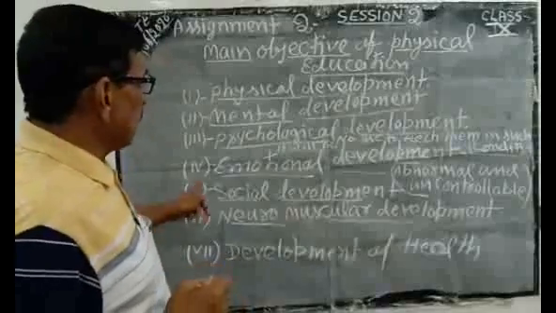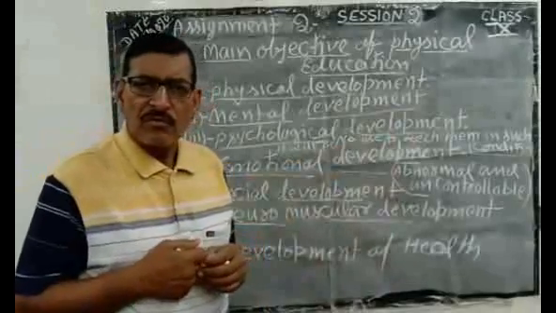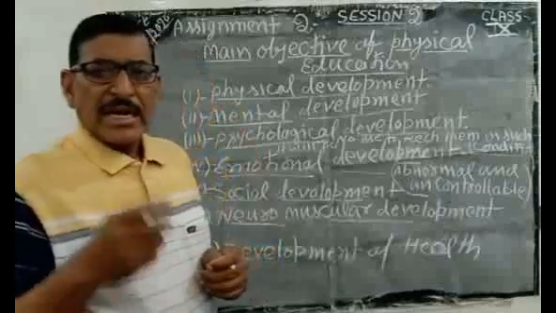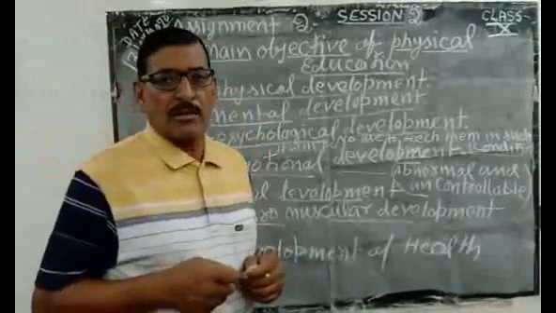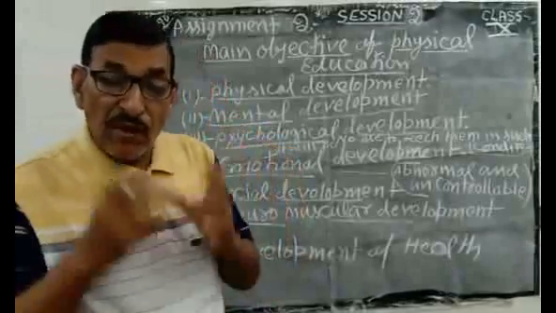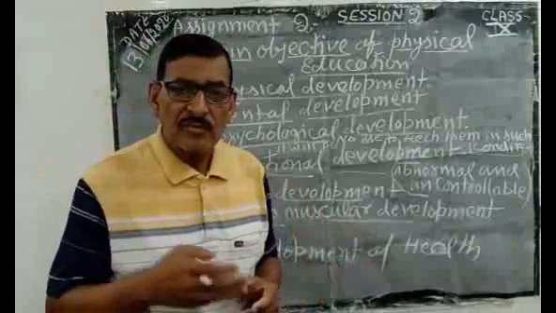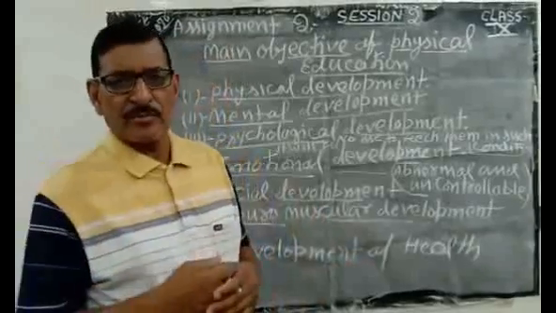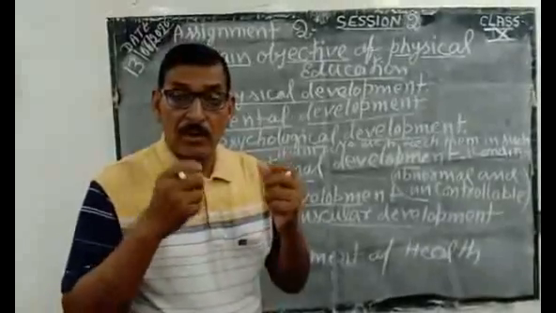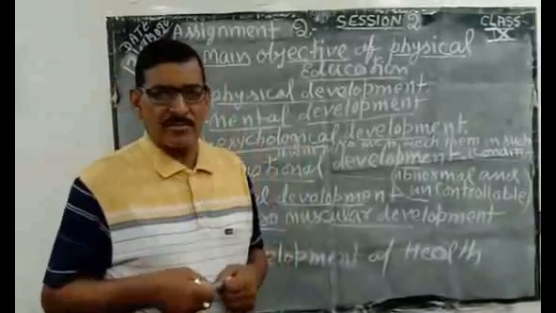Now, emotional development. Emotional development, we can see in this stage, each individual has various types of emotions, like happiness, pleasure, hate, fear, anger, jealousy, and so on.